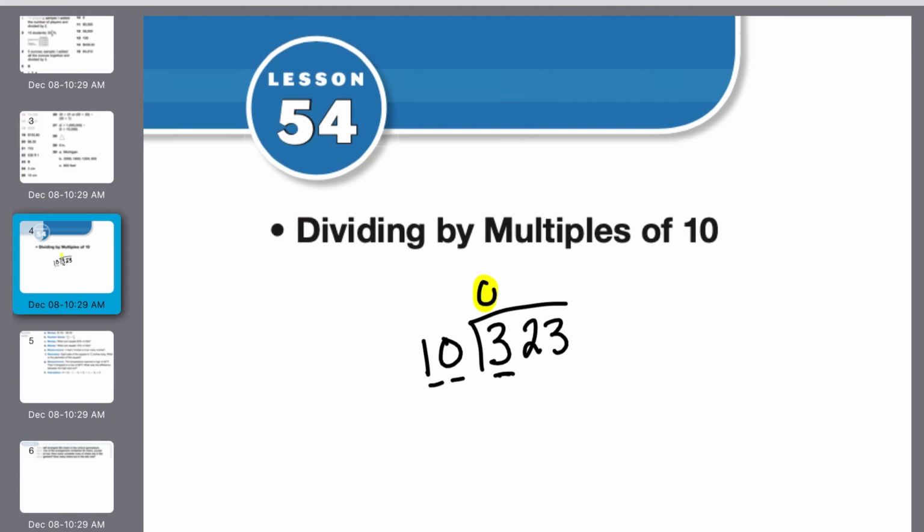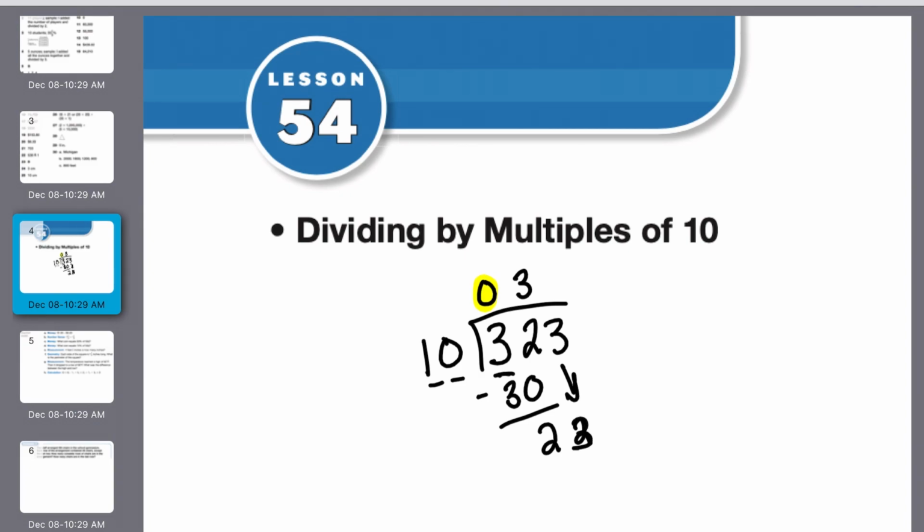So you always start on the second slot. You can add a 0 placeholder here if you would like to, or you can just leave that blank and start on top of that second number, the 2. So 32 divided by 10 now. Well, 10 can go into 32 3 times, and then you complete division as normal. Minus 30, you have 2 left over, drop down the 2, the 3.